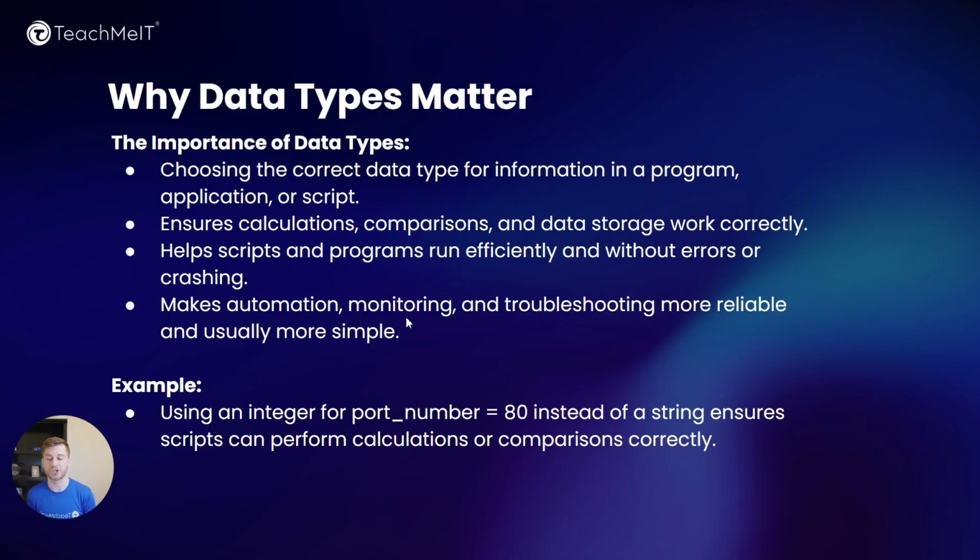They also make automation, monitoring, and various troubleshooting steps a little bit more reliable and more simple because we're using the best data types to build our actual programs. So for example, in a networking piece of software, we might use an integer for a port number being 80, instead of a string. This would help us ensure that our script or program can perform calculations or comparisons correctly, more fluidly, and accurately.